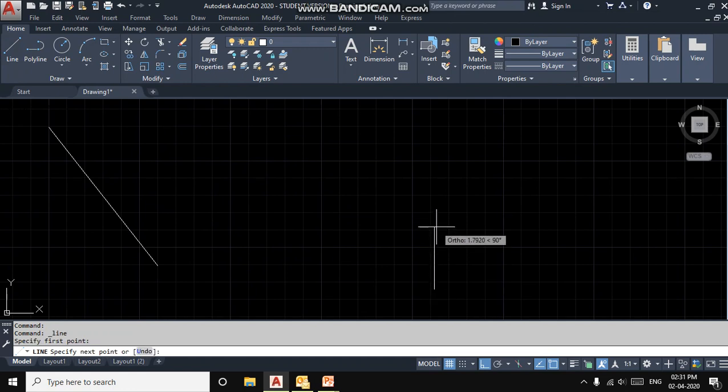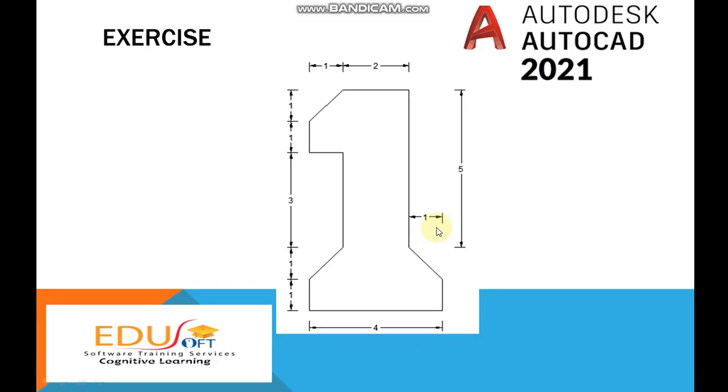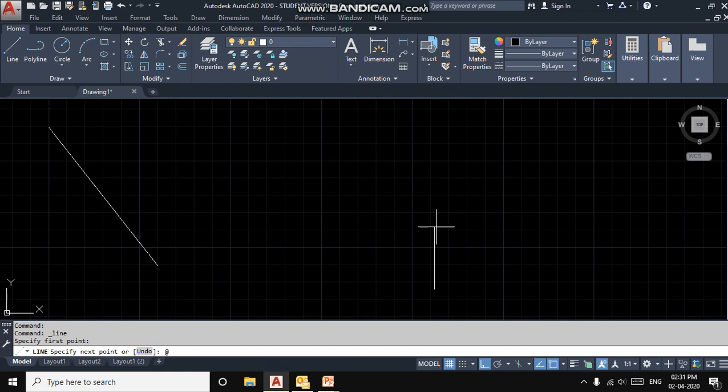It's going up direction. So I am taking this as at the rate. We are using relative coordinate method. This is our starting point. And first point, what is the distance? Distance is towards y direction 1. So I am giving 0 comma 1. Positive direction only, in upward direction. Okay.